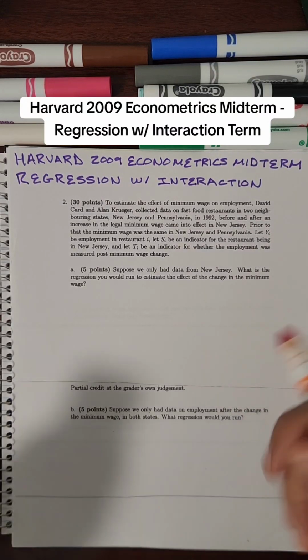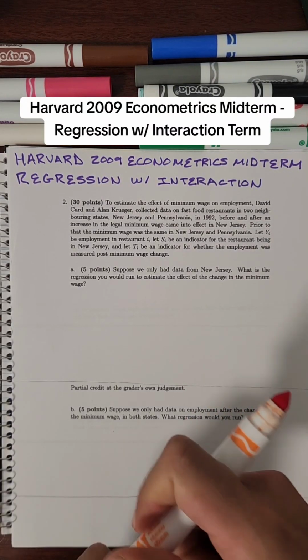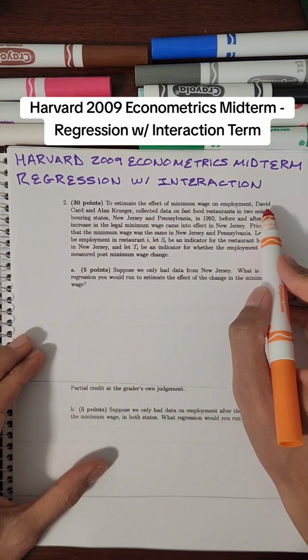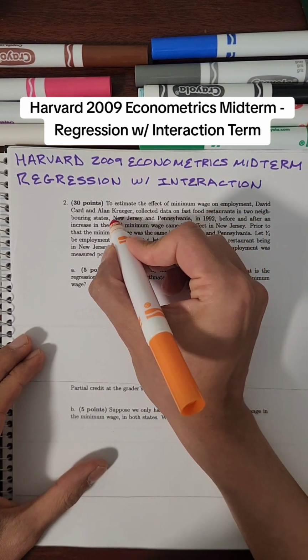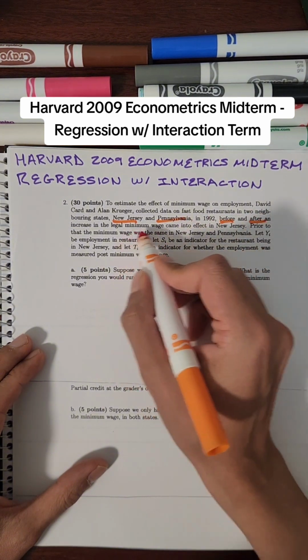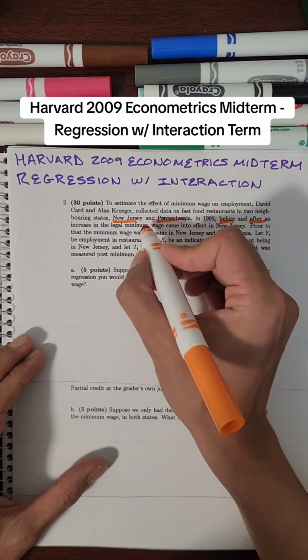Let's do the Harvard 2009 Econometrics Midterm. This is question 2, test regression with the interaction effect. We're interested in the effect of minimum wage on employment. We have data from New Jersey and Pennsylvania, before and after some sort of minimum wage came into effect in New Jersey.